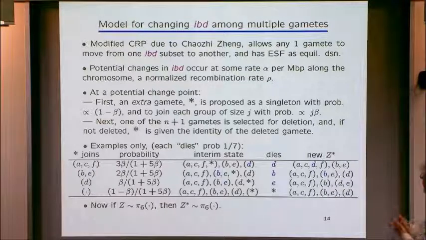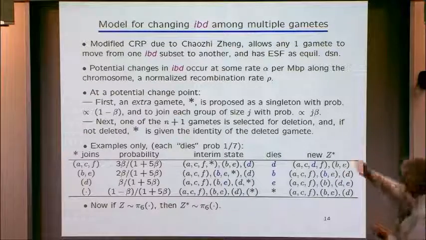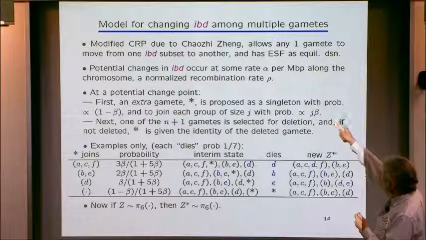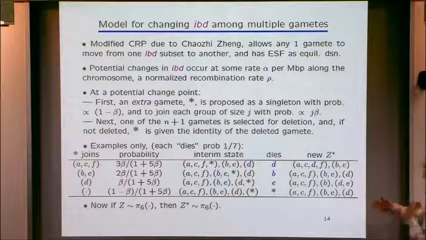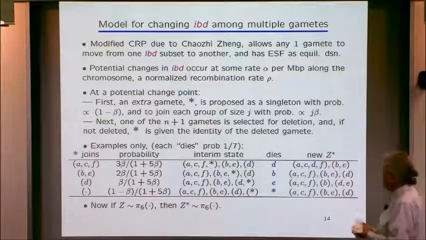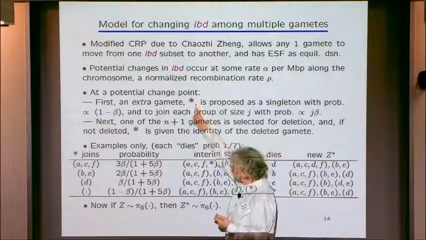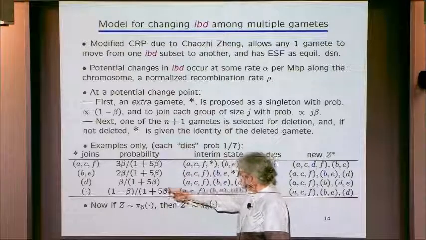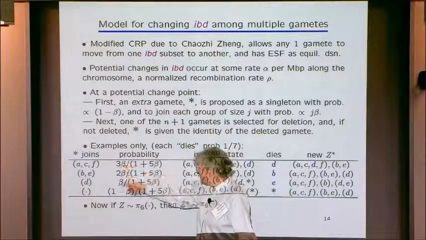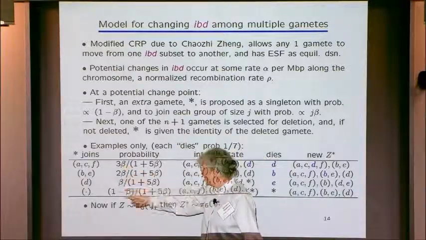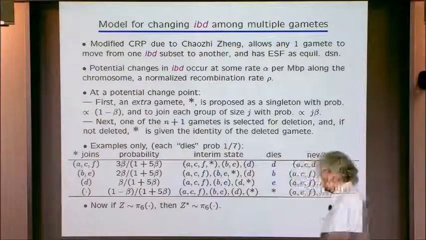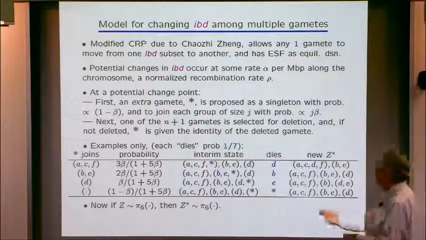And this allows any one gamete essentially to move from one IBD subset to another. So potential changes in IBD are going to occur at some normalized rate alpha along the chromosome. We don't worry about what that is. At each potential change point, we add a new gamete in exactly the same way we did before. He joins the tables with probability proportional to the number of people already there, or at a new table with probability 1 minus beta, and I get my new state.